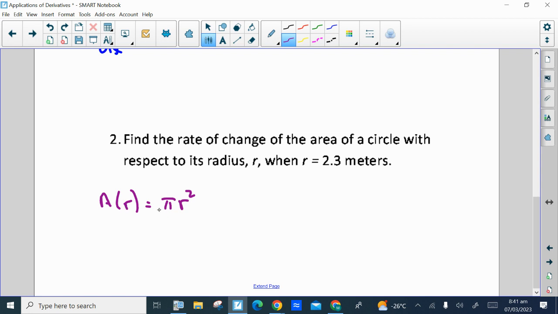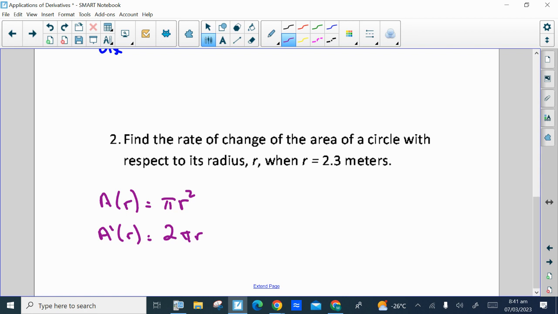So in this case here, you have to realize that pi is a constant, right? It's an irrational number, but it's a constant. So when you differentiate this, so we'll say A prime R, it'll just be 2 pi R, which is the formula for circumference of a circle. But that's not why you get 2 pi R. It has nothing to do with circumference. It just happens to be the same formula. Okay?